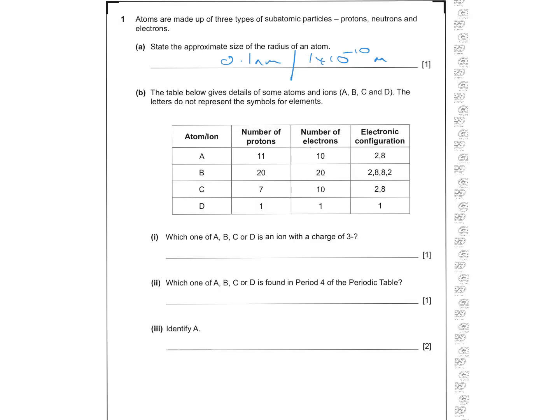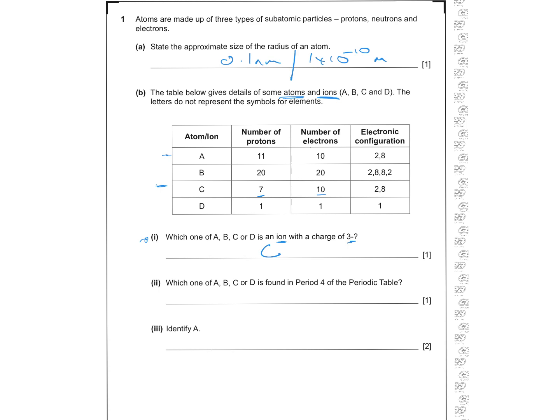B, we're told that this table contains atoms and ions. That's important. And then part 1, which one, A, B, C or D, is an ion with a charge of 3 minus. Now, ions have an unequal number of protons and electrons, so that's what we're looking for. So I can see that A is an ion, C is an ion. So now what we've got to do is look for one that has a charge of 3 minus. So there are going to be 3 more electrons than protons. Well, you can see it has to be C, because there are 7 protons and 10 electrons.